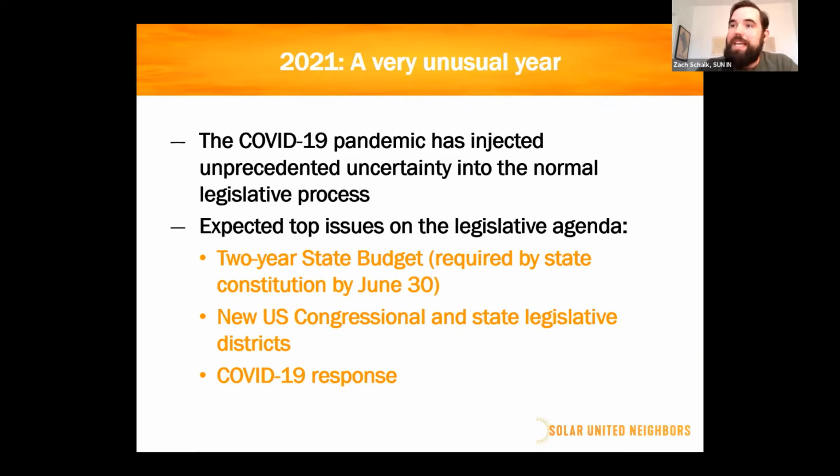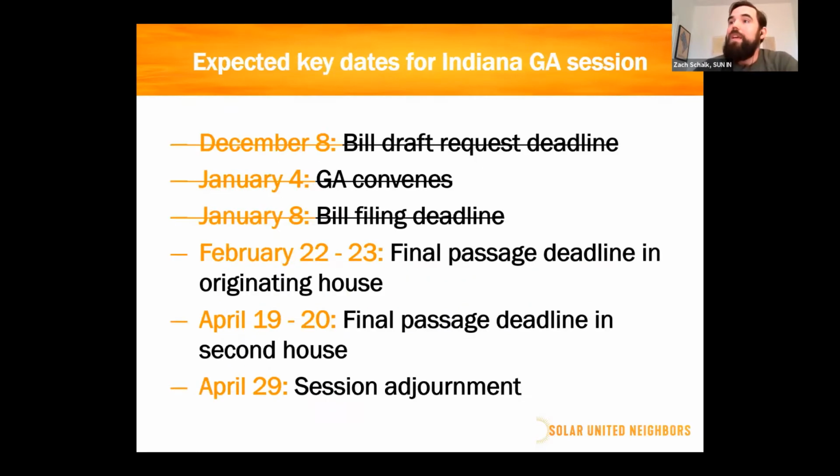The only thing required to be done during this legislative session is a two-year state budget. We also expect new congressional and state legislative districts to be drawn by the General Assembly, and we would expect COVID-19 response to be among the top issues. So everything else is kind of fighting for attention. That's why it's really important for renewable energy advocates like us to make our voices heard.